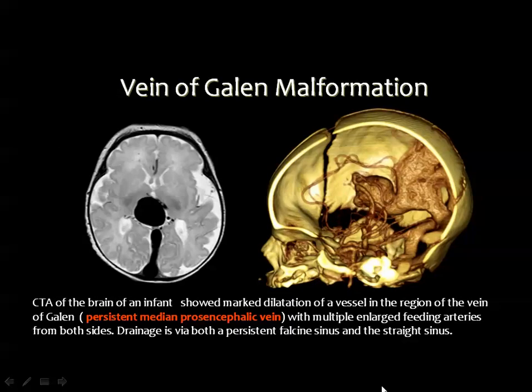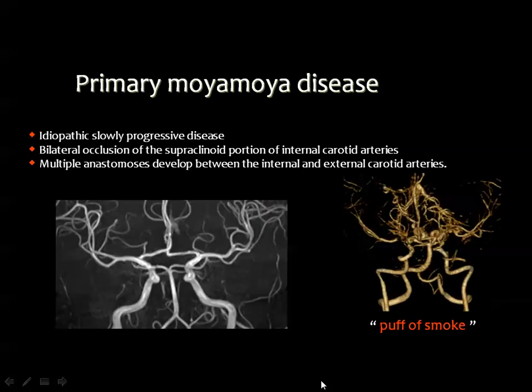Actually, this is an easy diagnosis, but you should know that the aneurysm of the vein of Galen is a misnomer. Actually, this is not an aneurysm and is not a malformation, it's a fistula between the primitive choroidal vessels and the median prosencephalic vein, which precedes the appearance of the vein of Galen.